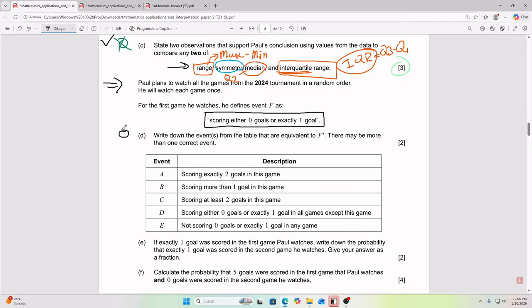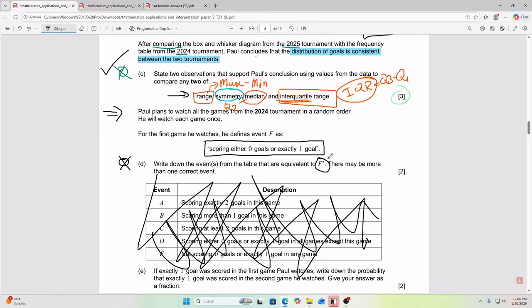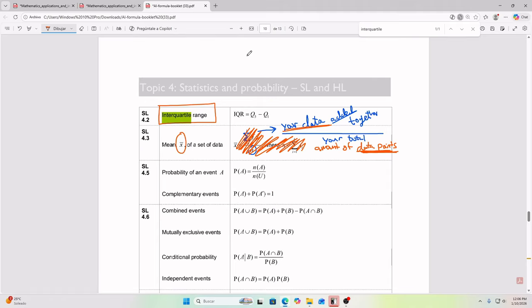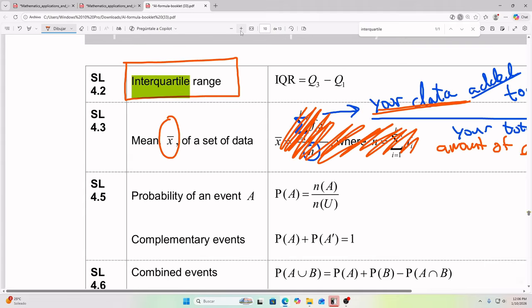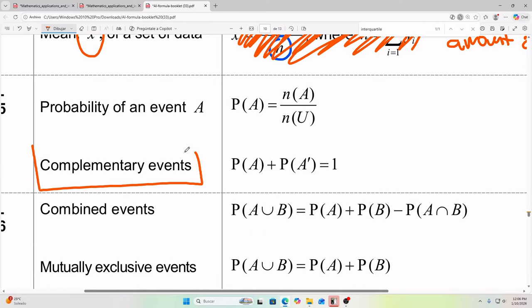And here is a big brain moment for part D. Write down the events from the table that are equivalent to F apostrophe. There may be more than one correct event. And so before looking at any of this, don't look at it yet or else you're going to get stressed. Let's first understand what is happening with F apostrophe. And so F apostrophe, believe it or not, is actually also in what we call your formula booklet. Apostrophe is what we call a complementary event.